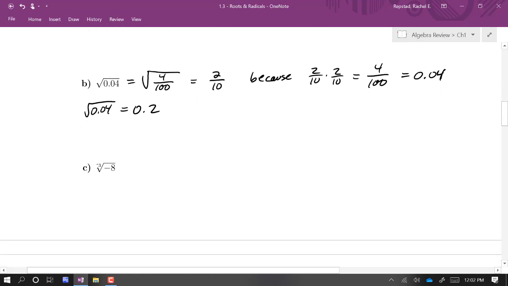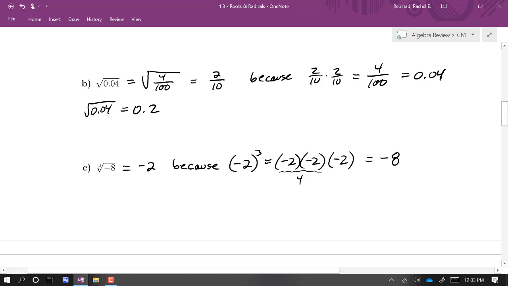Our last one here on this page, the cube root of -8. Well, the cube root of -8 is -2, and this is because -2 cubed, -2 times -2 times -2, is +4 times -2, and that gives us -8.